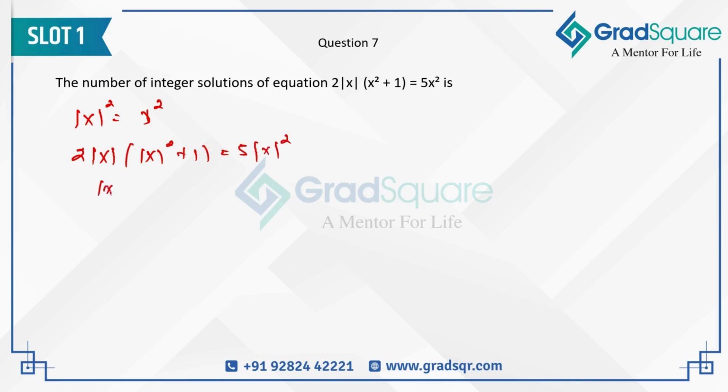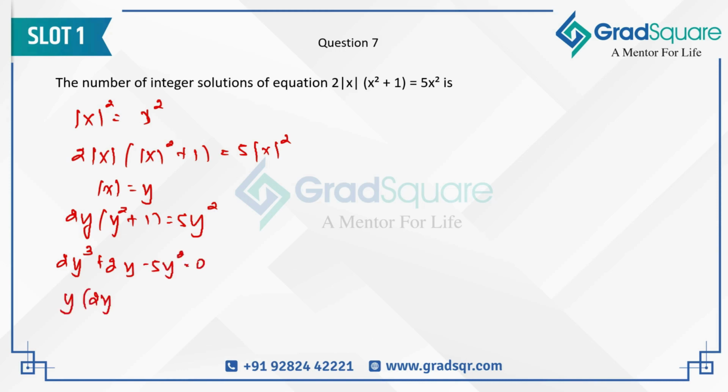So again I'm going to take mod x equal to y. So this can be written as 2y into y square plus 1 equal to 5y square. So upon simplifying, 2y cube plus 2y minus 5y square equal to 0, or y into 2y square minus 5y plus 2 equal to 0.